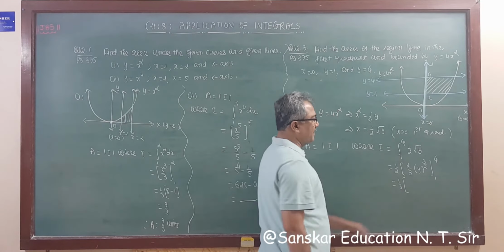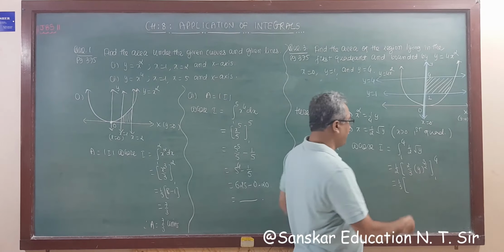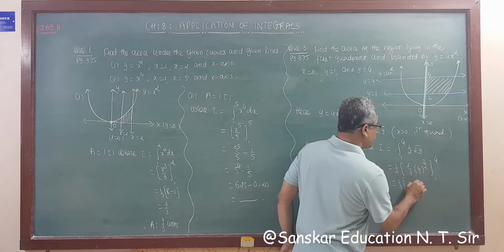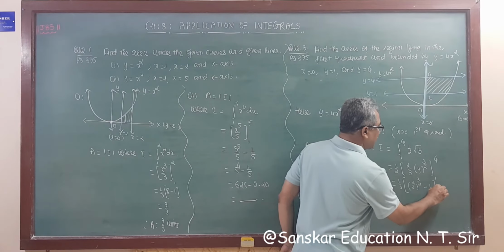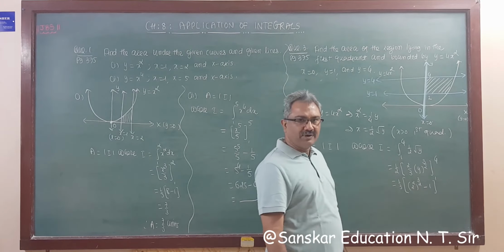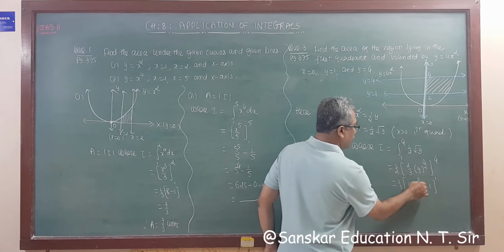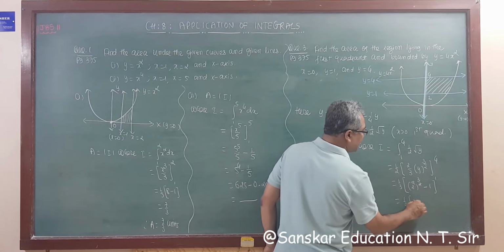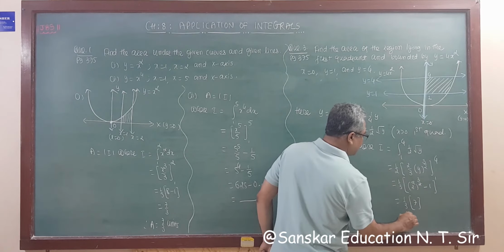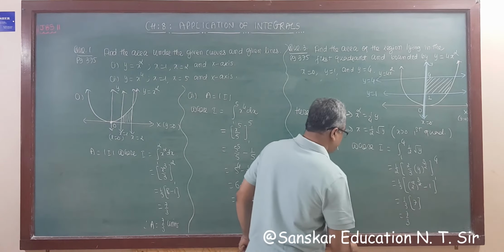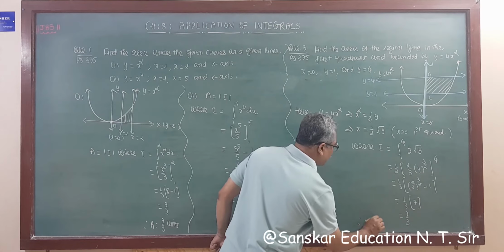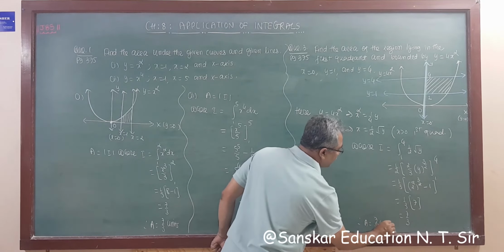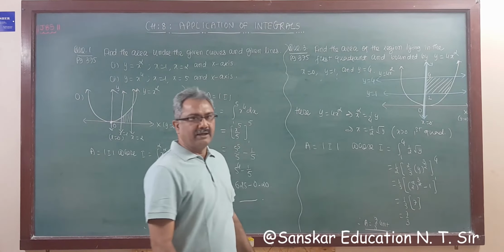And we substitute y is equal to 4. So 4 means 2 square raised to 3 by 2, and minus 1 raised to any power is 1. Okay, so these two will be cut. So we get 1 upon 3 times 2 cube, which is 8, minus 1 is 7. So the answer is 7 by 3. That is A is equal to 7 by 3 units. This is the required area.